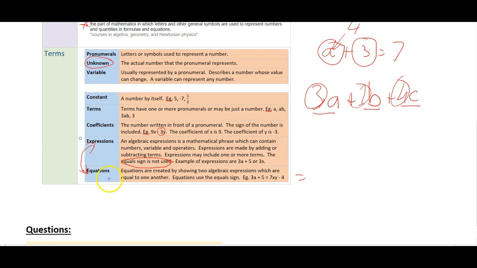The opposite there, therefore, is equations. They are created by showing 2 algebraic expressions which are equal to one another. Equations use the equal sign. So it's really important we understand what the equal sign means. The equal sign doesn't just mean answer. It means that the 2 sides of that equation are equal. So in this case, this side of the equation has to be equal to this side. It doesn't necessarily mean we just give an answer. It means that they have to be equal on both sides.